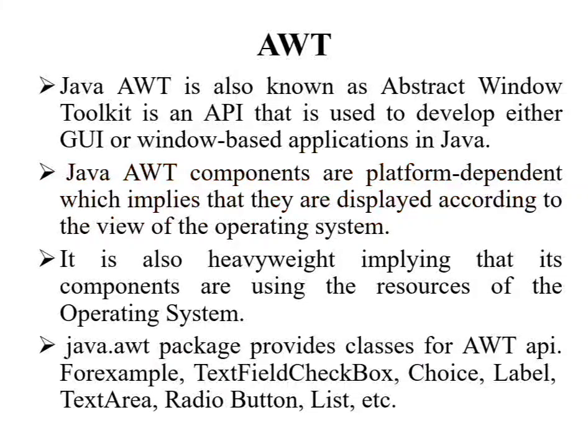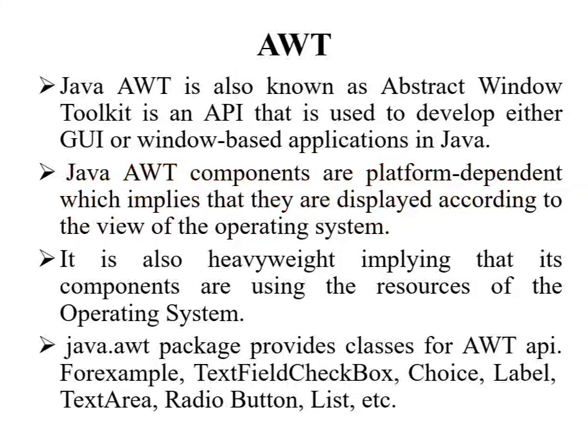Hello, today our topic is AWT class hierarchy. AWT means Abstract Window Toolkit. Java AWT, that is Abstract Window Toolkit, is an API to develop a graphical user interface, that is GUI, or window based applications in Java.